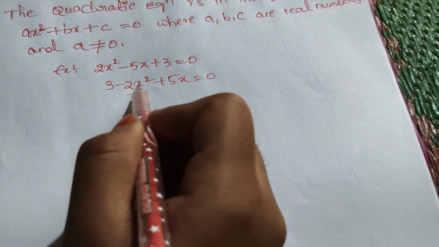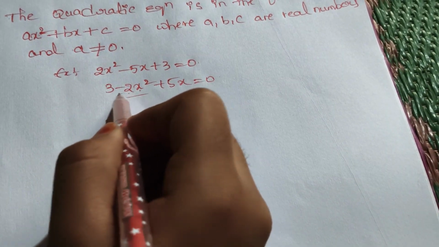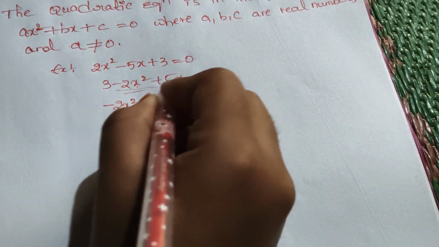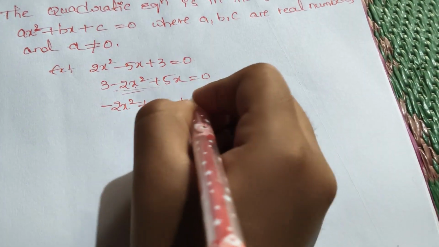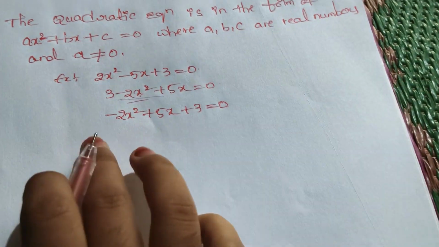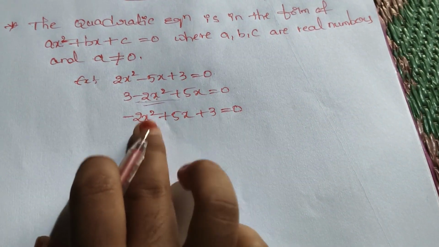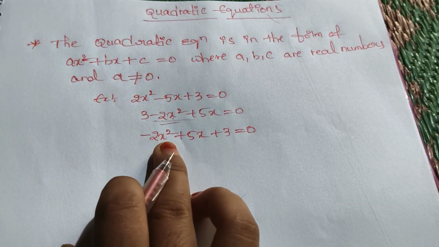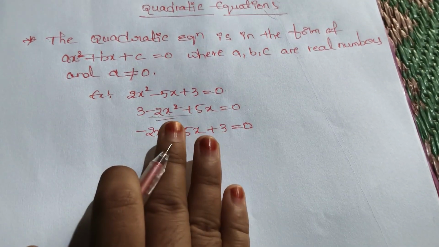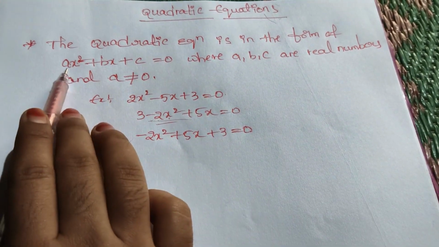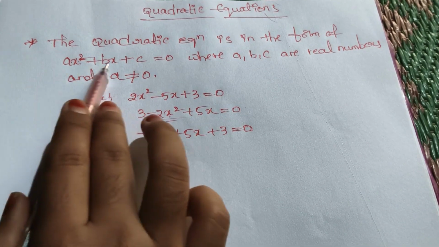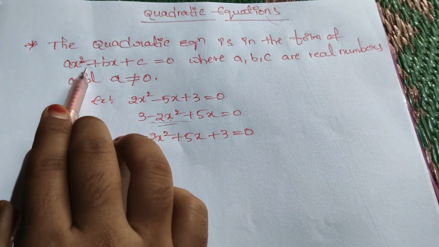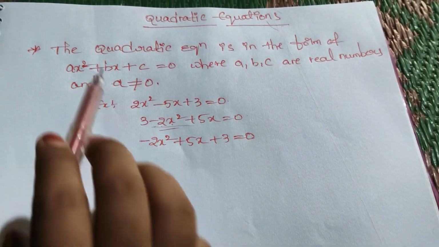The squared term can be first or in the middle. We can write this like this also. Now we can change this equation to minus 2x square plus 5x plus 3 is equals to 0. So now the power is how much here? 2. Then this is a quadratic equation. Simply, a quadratic equation must contain this form. If the question is in this form, it is a quadratic equation. If it is not in this form, it is not a quadratic equation.